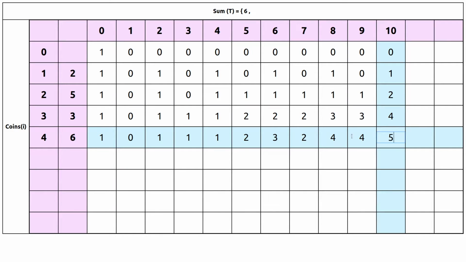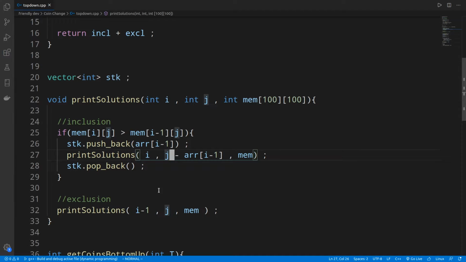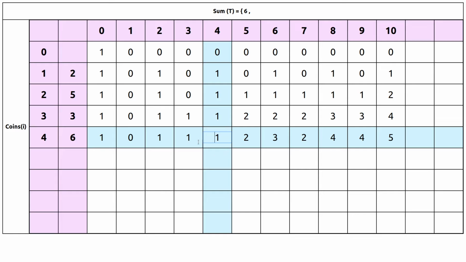Okay, before we write the base condition, let's just trace what's going on here. We start with the last cell. Here, since 5 is greater than 4, we take the inclusion choice. Okay, when we take the inclusion choice, we push the current item, that is 6, onto the stack. Okay, and we move on to the next cell. What is that next cell? It corresponds to the previous reduced sum. Okay, j minus array of i minus 1, that is j minus the current item, 10 minus 6. So we come to this cell now.